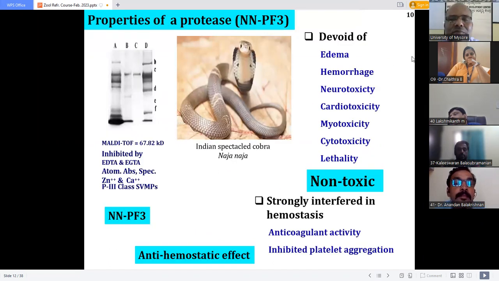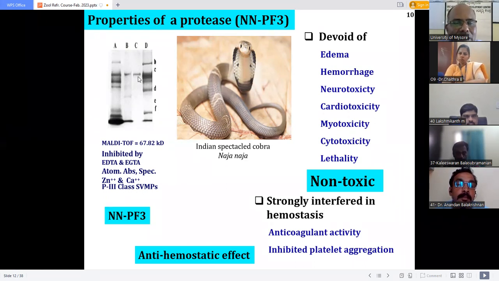So this is just to give you the summary of the properties of the protease NNPF3, which we have purified from Indian spectacled cobra Naja venom. You can see over here, this is the SDS-PAGE pattern. This is lane C. You can see over here, a single band.